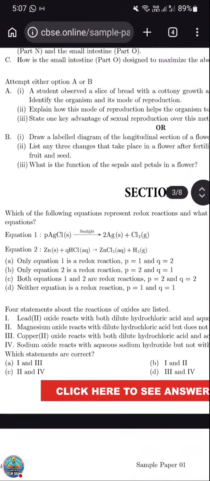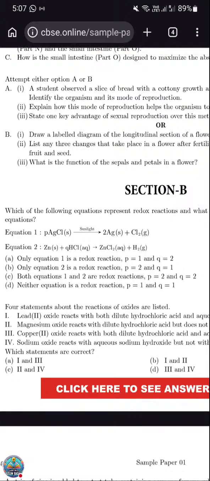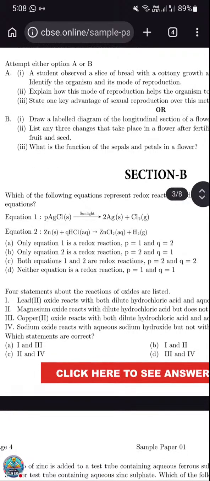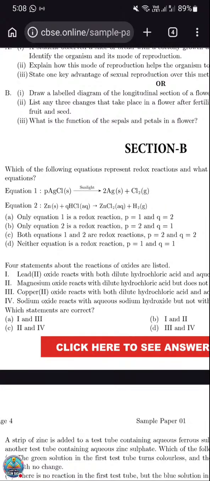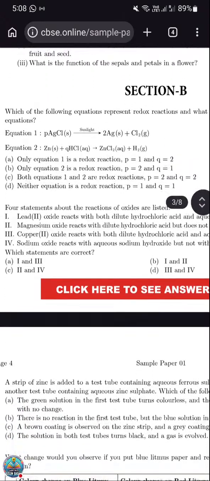So here, redox reaction is the type of reaction where oxidation and reduction both take place together. Here they have given only a single compound. You can see AgCl is getting converted into Ag plus Cl. Now for the second one, Zn will react with HCl to form ZnCl2 and hydrogen is liberated. So two of the questions are related to oxidation and reduction in the section B chemistry session.